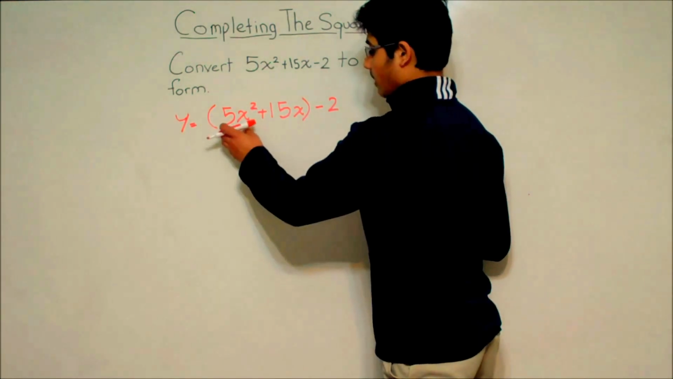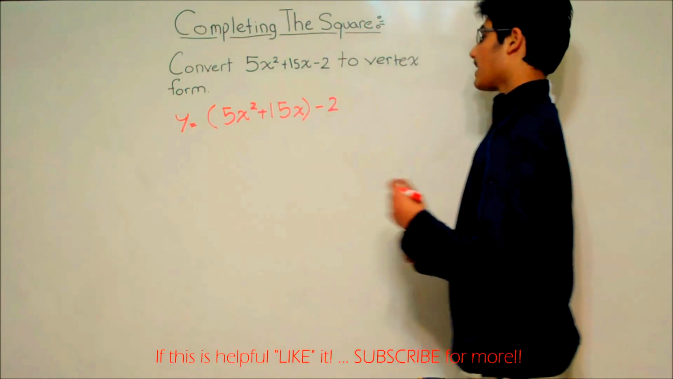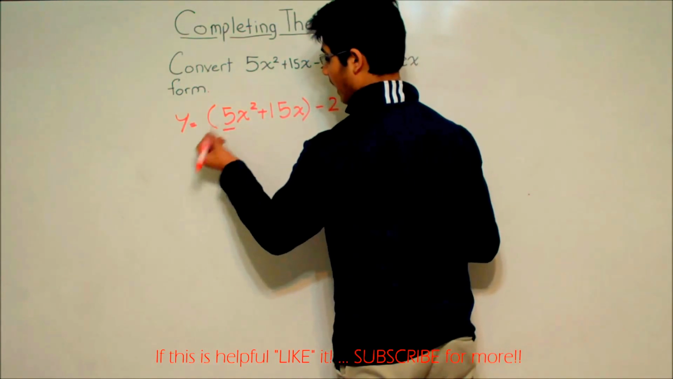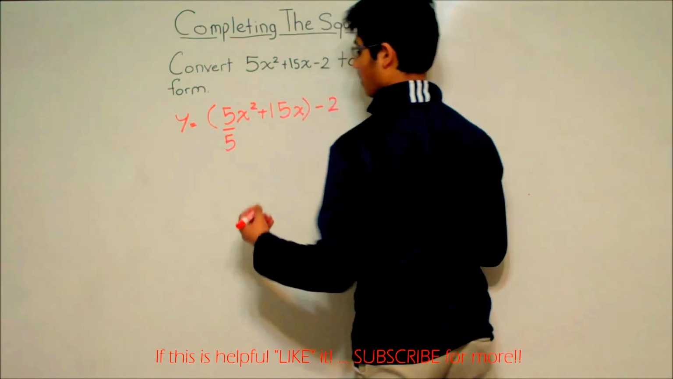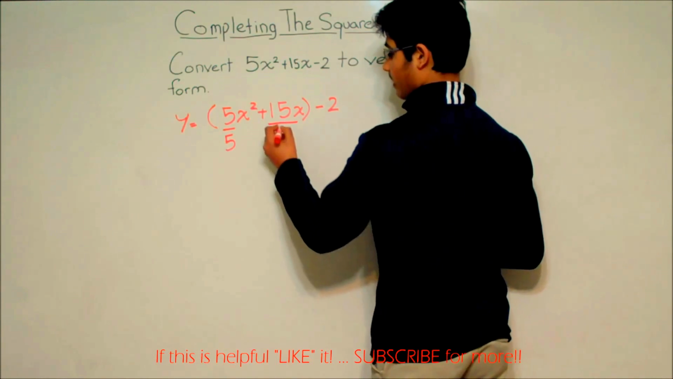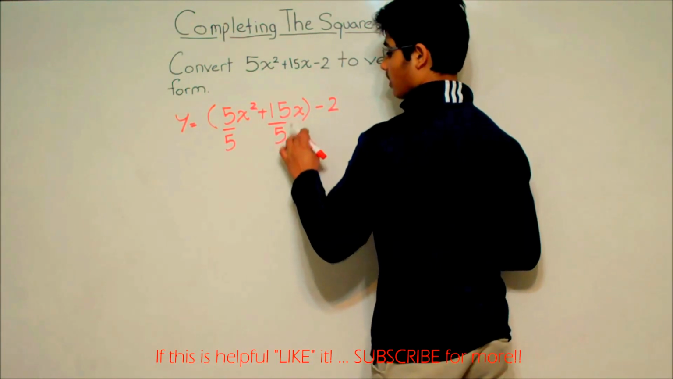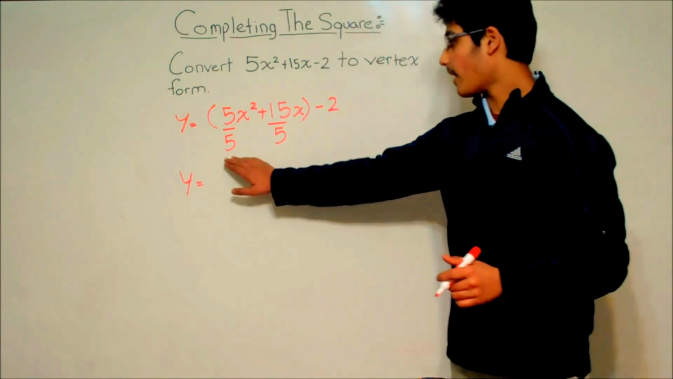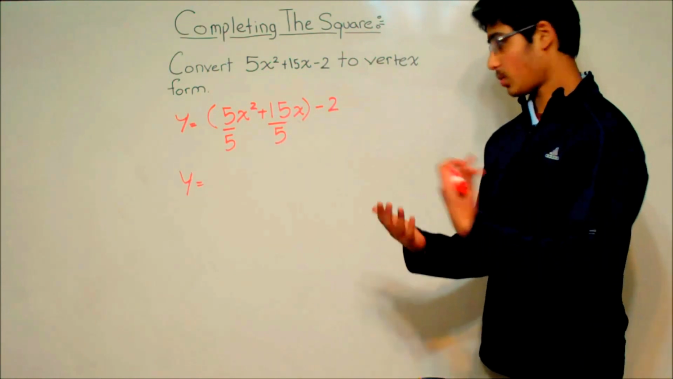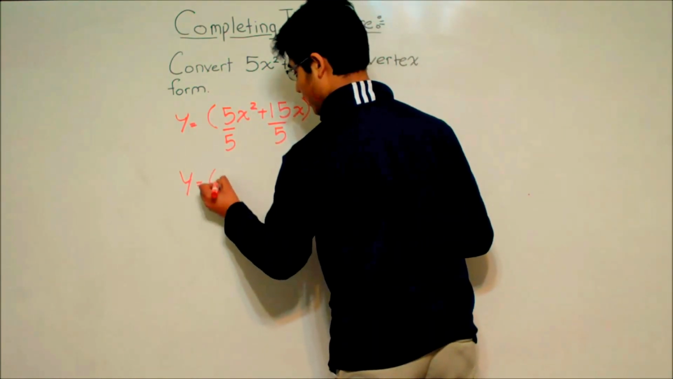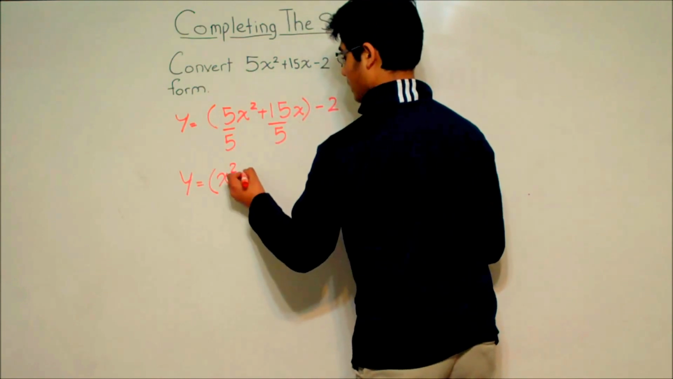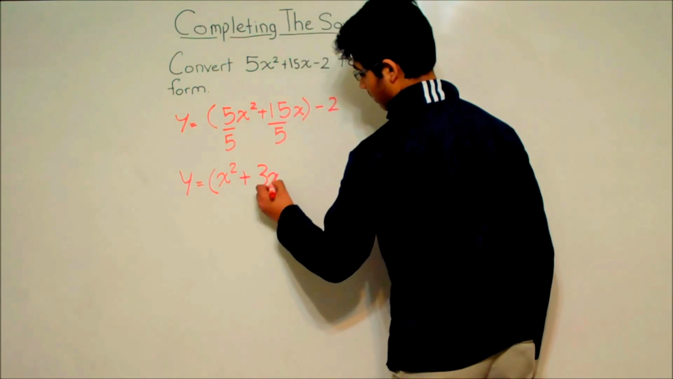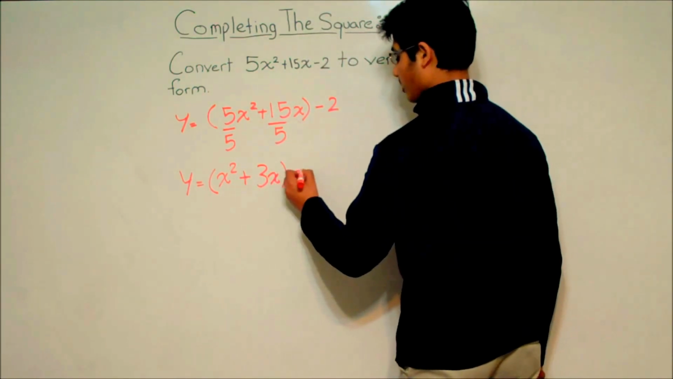Now, we have to divide both terms, the ax squared and bx, by a. So here a is 5, not 5x squared. A is 5. Divide this term by 5. So when we do that, we get y is equal to 5 divided by 5 is 1. 1 times x squared is the same thing as x squared, plus 15 divided by 5 is 3x. Parentheses closed, minus 2.